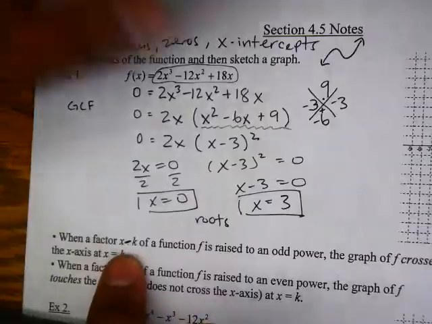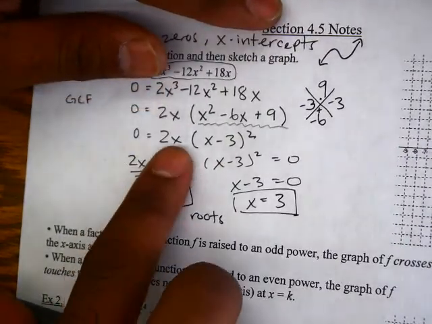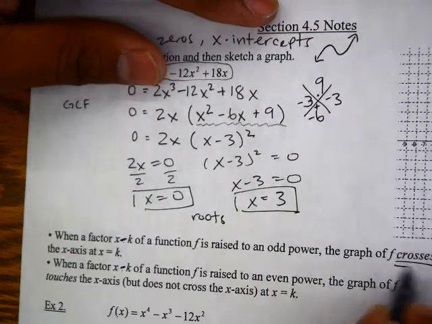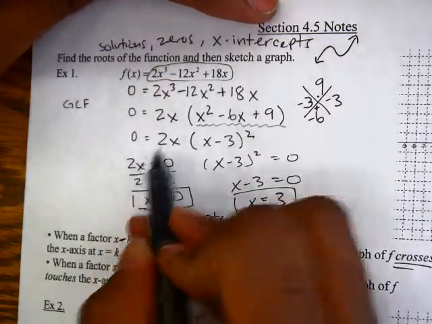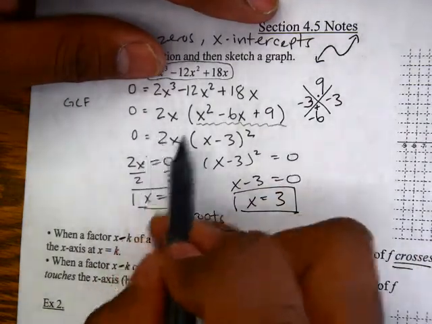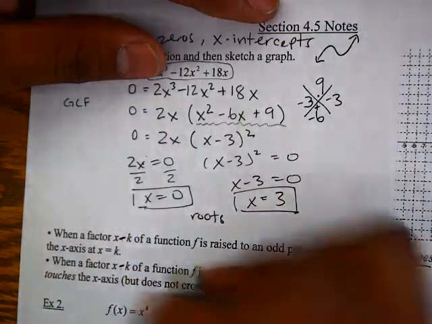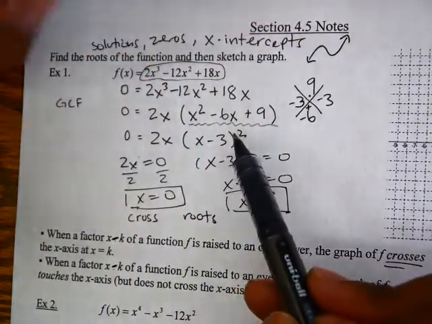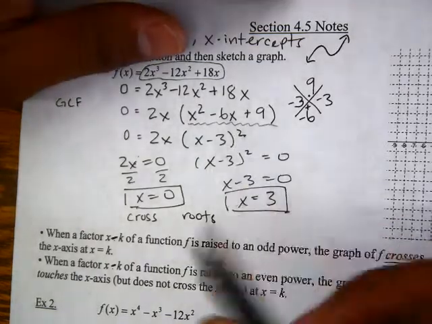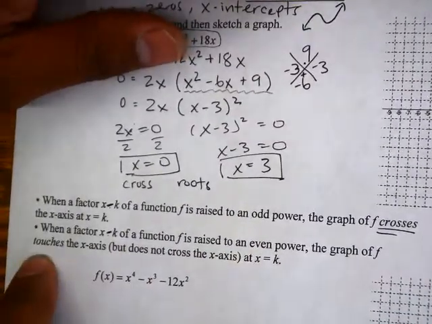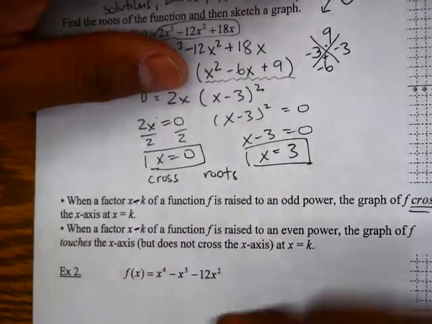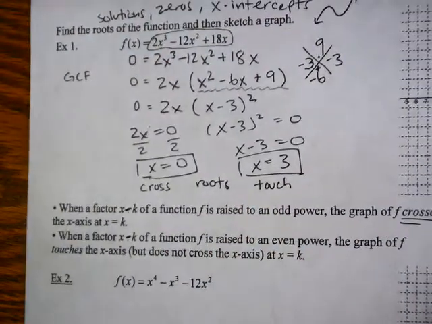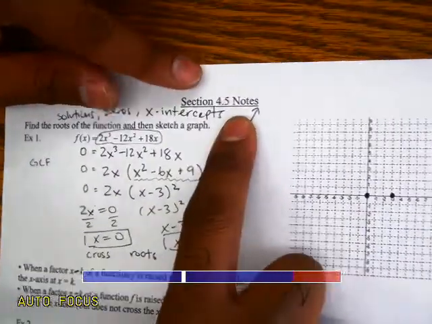So what it means is that if you have a factor and it's an odd exponent or an odd power like it is here, it has to cross the x-axis. So over at 0, x to the first, that's an odd power. So at the factor 2x, x is an odd power there, so it has to cross here. But over here at x minus 3 squared, x minus 3 squared is an even power. So if it's an even power, it just touches the x-axis. So I cross at 0, and I touch at x equals 3.